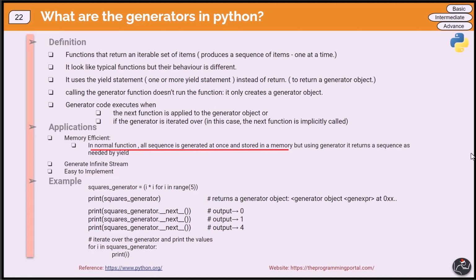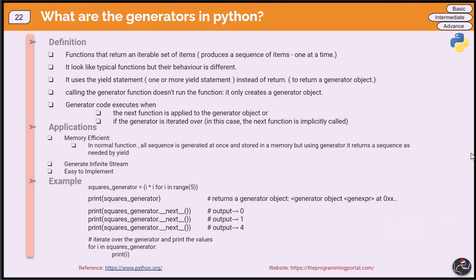This is okay if you have a small sequence. But let's say you want to generate millions of items. And if you use a range function, then it generates that many items at once and they will be stored and made available in the memory itself.